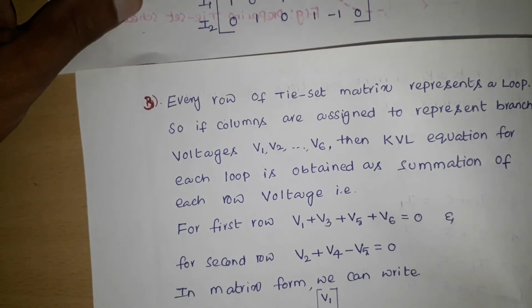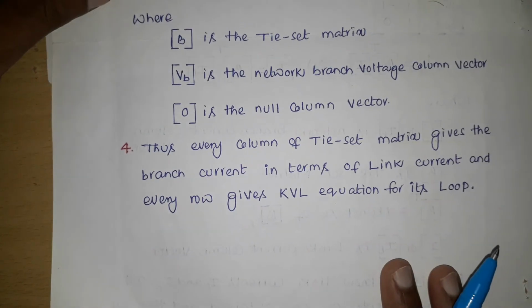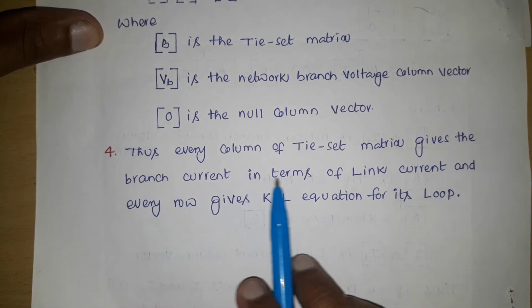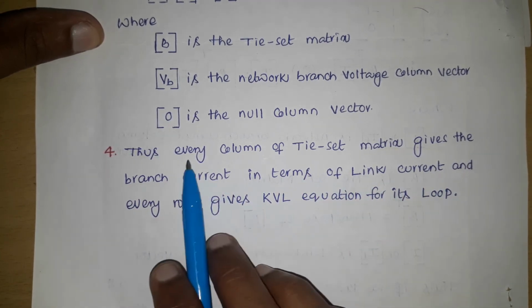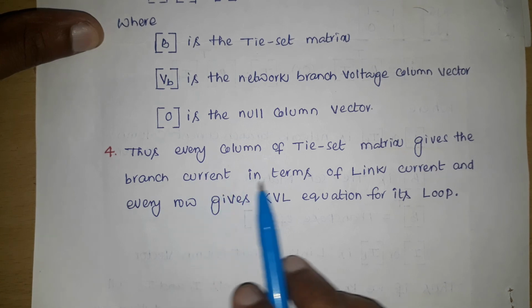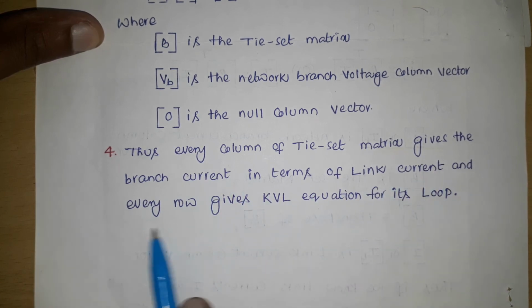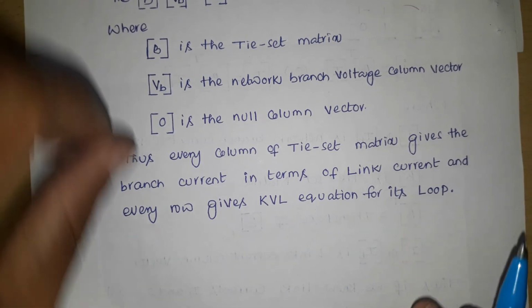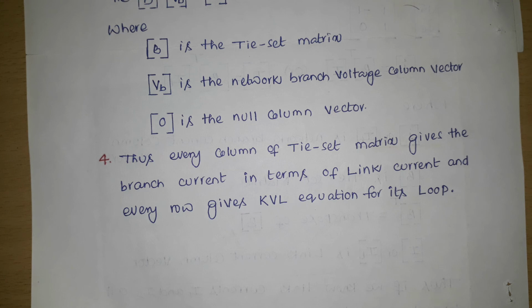So the final conclusion for the tie-set matrix is that every column of the tie-set matrix gives the branch current in terms of link current, and every row gives the KVL equation for its loop. This is a very important conclusion for the tie-set matrix. So that is about the tie-set matrix.